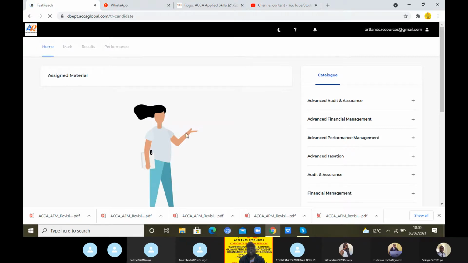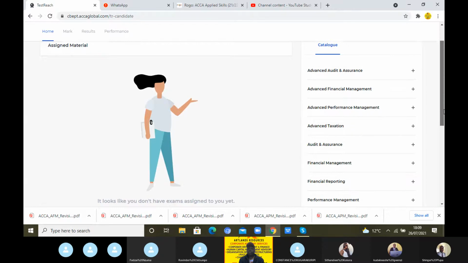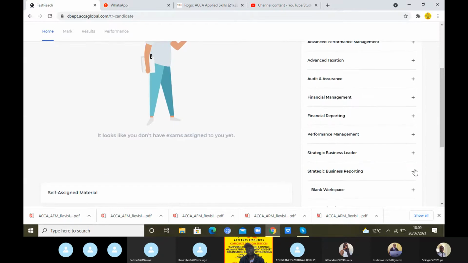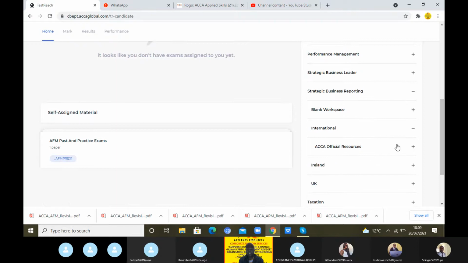Because you don't have anything assigned, this emoji here is telling you that there's no assigned material. But how then do you practice? You come to the catalog of ACCA here, meaning the best content which ACCA has populated on the platform. You pick Strategic Business Reporting because they are doing SBR, but you can still pick any other subject of interest which you are doing. And you select international. Your SBR version is international. Make sure you don't pick UK or Ireland. You pick international, and then you select ACCA resources.